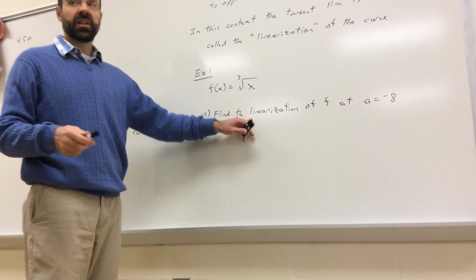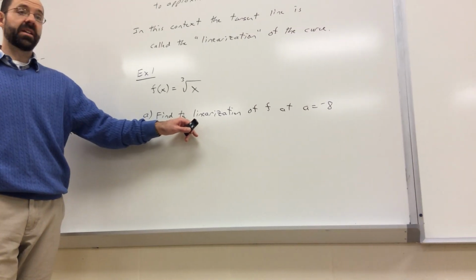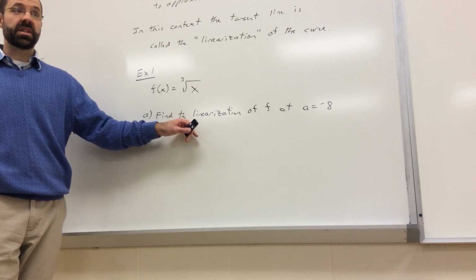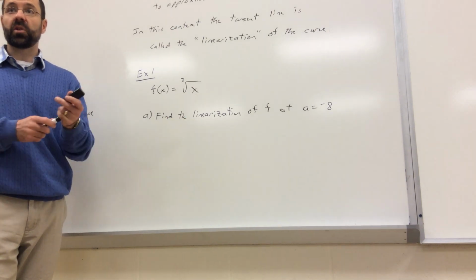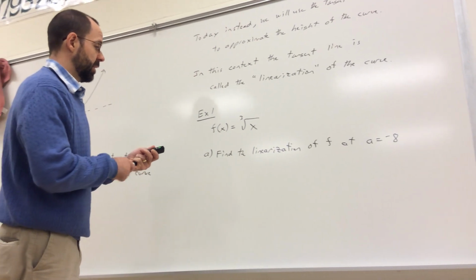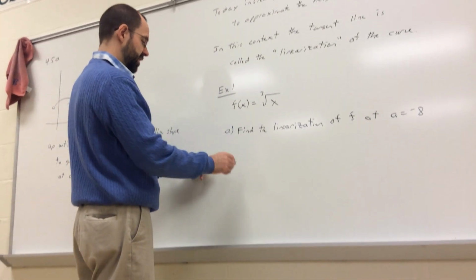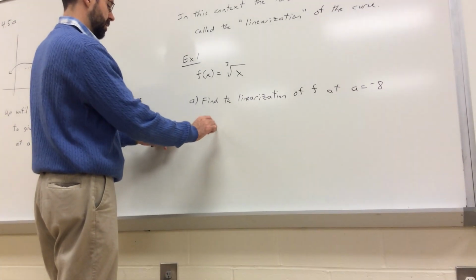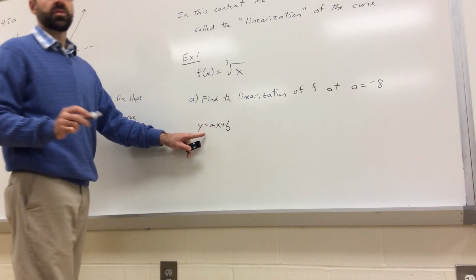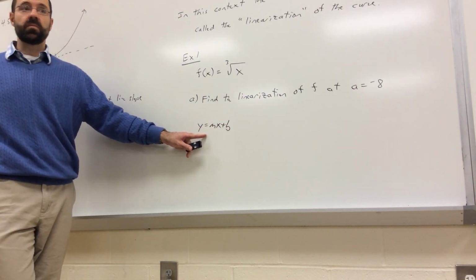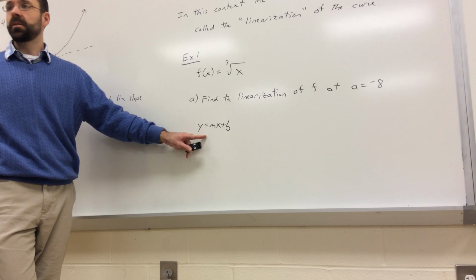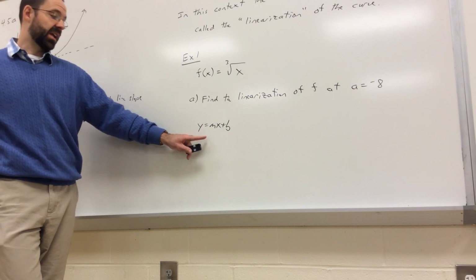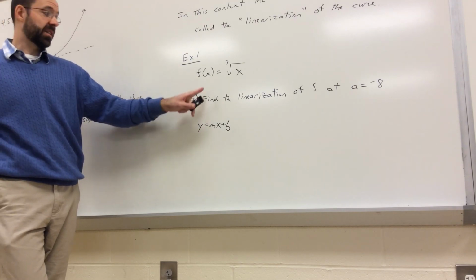So when it says find the linearization, another way to say it is just find the equation of the tangent line. And we've been doing that for a long time, so it shouldn't be too bad. So we want to write the equation of the tangent line. So that means our final product is going to be y equals mx plus b. And to figure out the slope of the tangent line, you just take the derivative.